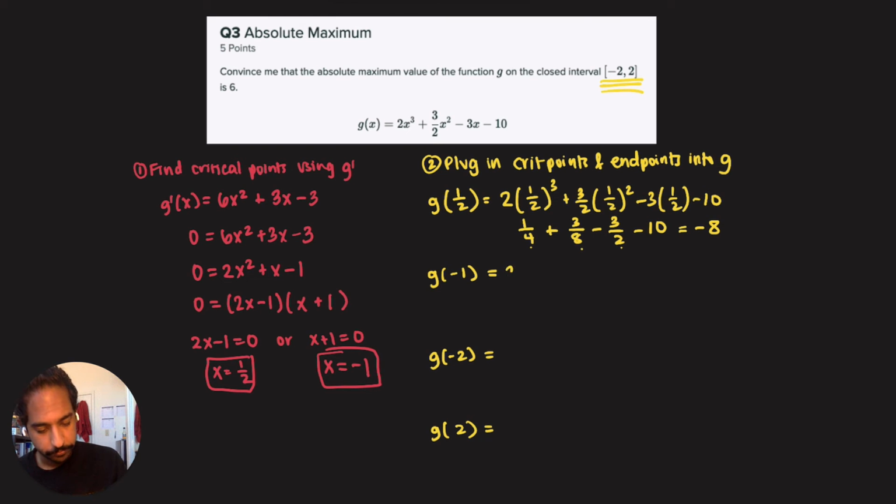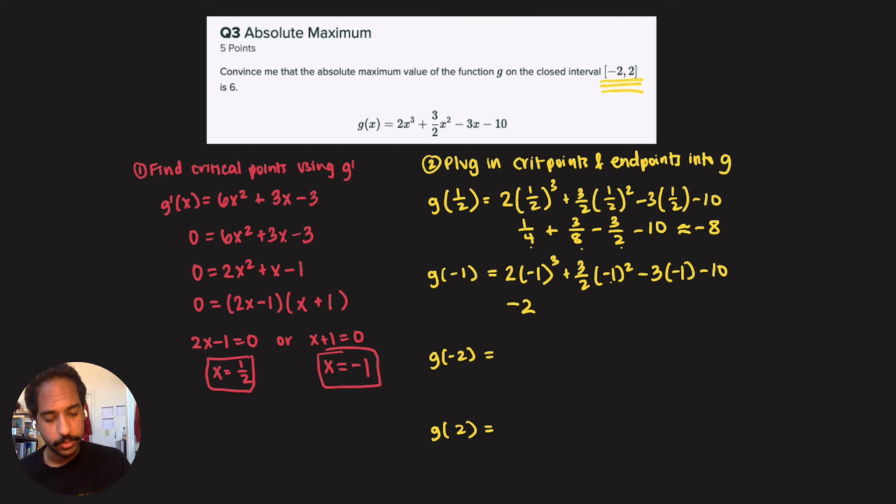Now let's test negative 1. 2 times negative 1 cubed plus 3 halves times negative 1 squared minus 3 times negative 1 minus 10. Negative 1 cubed is negative 1, so 2 times negative 1 is negative 2. Negative 1 squared is positive 1, so plus 3 halves plus 3 minus 10. 3 minus 10 is negative 7, minus 2, negative 9, plus 3 halves is like negative 7.5.